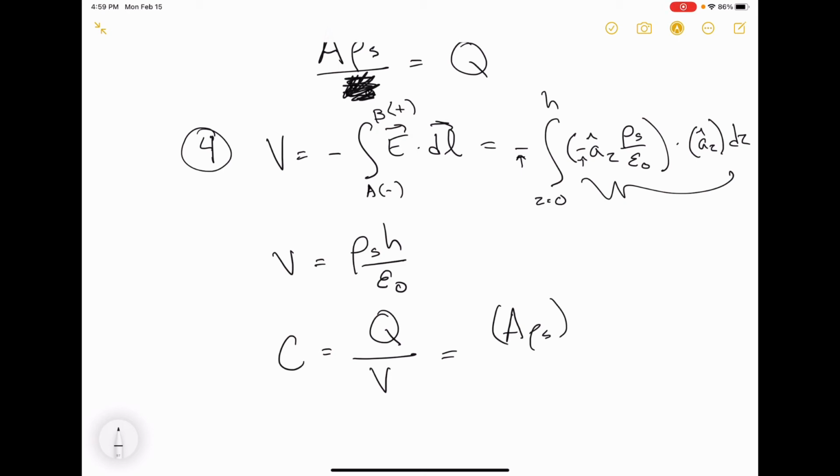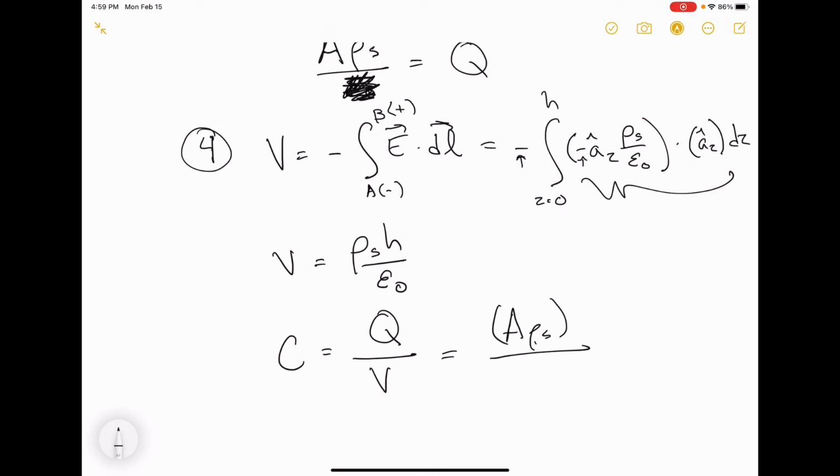I could only do this because the surface charge density was constant, because the plate separation is small enough compared to the plate area that it looks like an infinitely large charged sheet. If our problem didn't have that sort of symmetry or uniformity, the total charge on a plate might not be just the product of the plate area with the surface charge density, because the surface charge density wouldn't be constant.